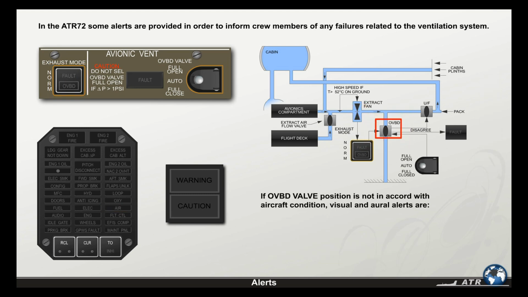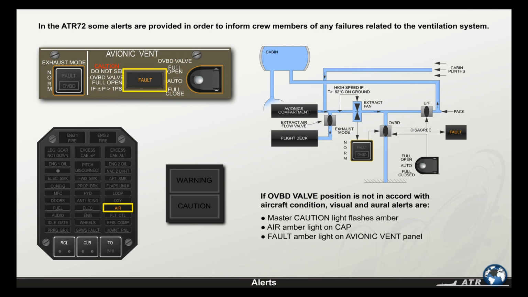If the overboard valve position is not in accord with the aircraft condition, the visual and aural alerts are: the master caution light flashes amber. The air amber light is displayed on the CAP. The fault amber light is displayed on the avionics ventilation panel, and a single chime is generated by the CCAS.